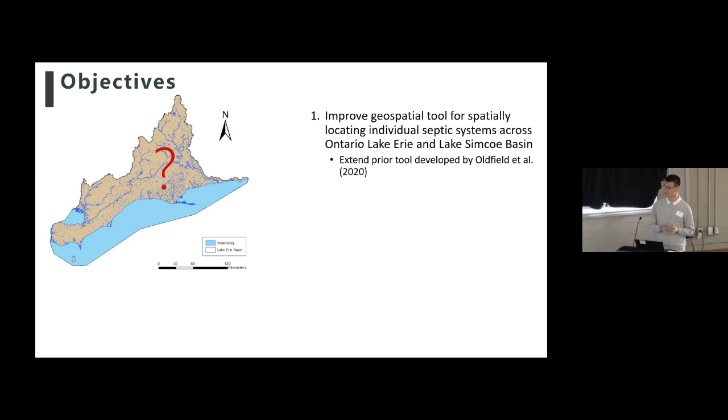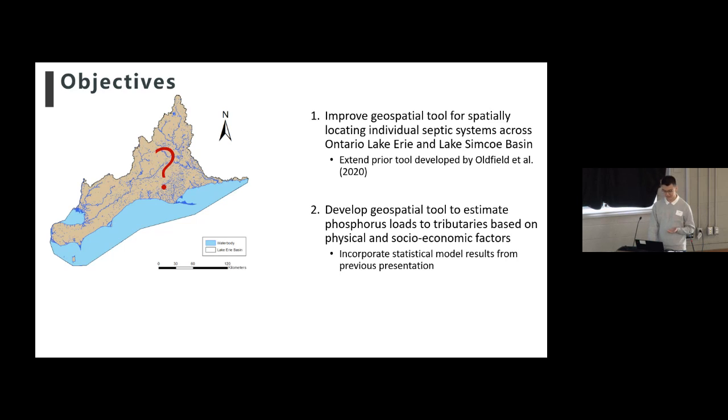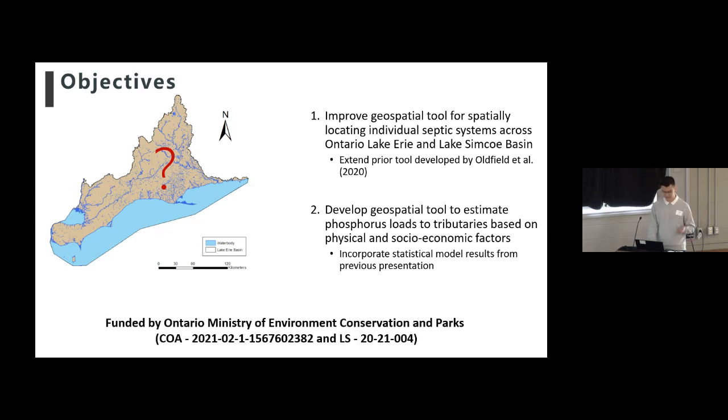This tool was initially developed in 2020 and needs to be improved because of the update of data and to improve the accuracy. Secondly, the tool is to estimate the phosphorus load to the tributaries based on the physical and socio-economic factors, which are the factors Evan is considering. This project is funded by the Ontario Ministry of Environment, Conservation and Parks.